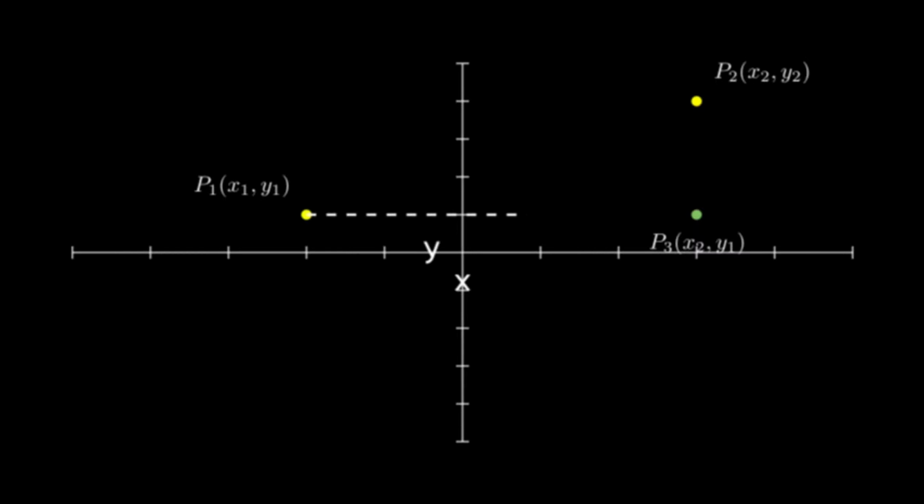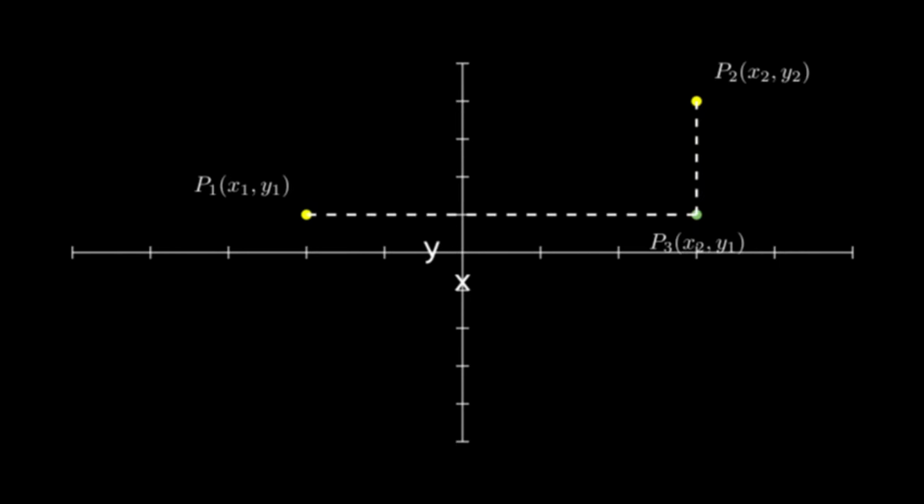Notice that along this line, the y-coordinate stays constant at y1, while the x-coordinate changes from x1 to x2. This horizontal distance represents the change in x-coordinates between our 2 original points. Now let's draw a vertical line from P3 to P2. Along this line, the x-coordinate remains fixed at x2, while the y-coordinate changes from y1 to y2. This vertical distance represents the change in y-coordinates between our points.